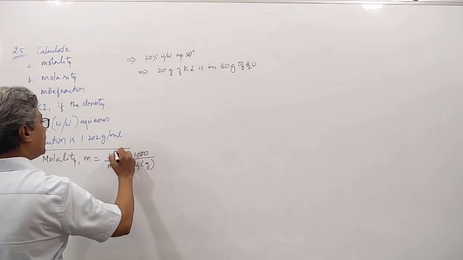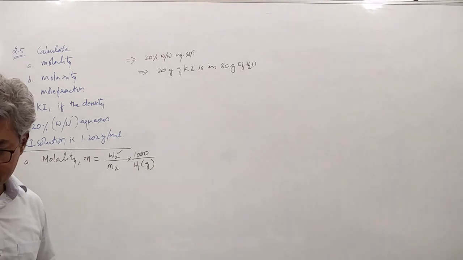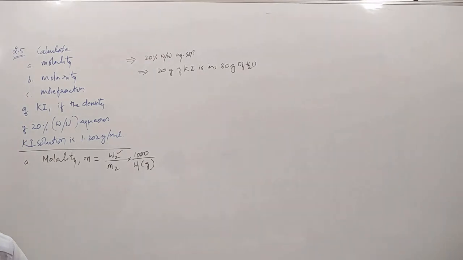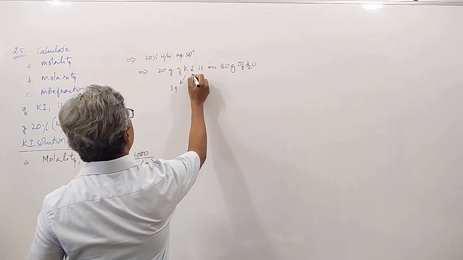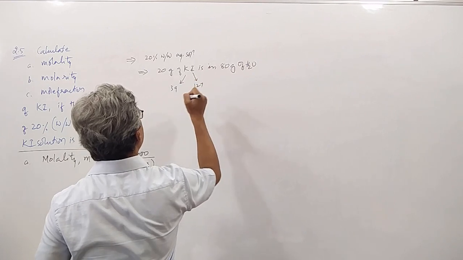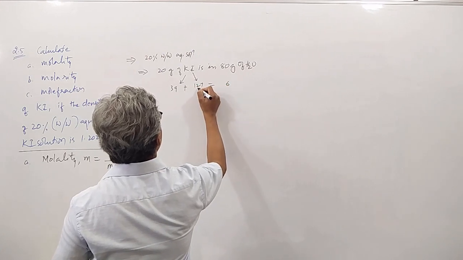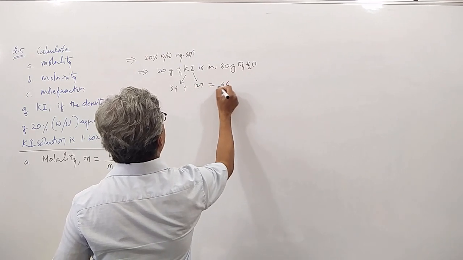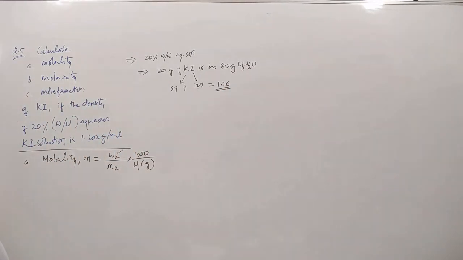Now we have this weight. So molecular mass of KI, how much will it be? Potassium is 39, and iodine is 126.9, which is 127. We can take it as 127. So it will be, see here, 166. Molecular mass of KI will be 166.